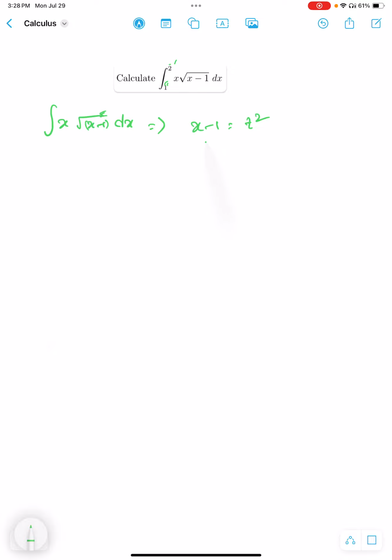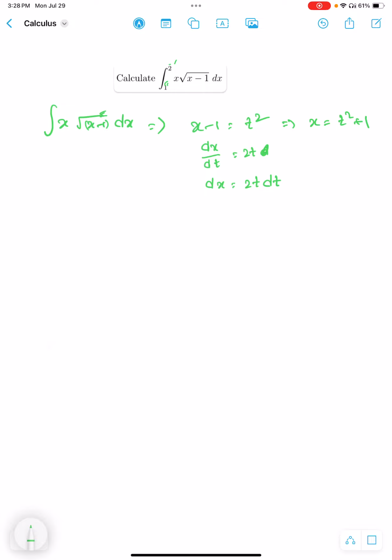So I can differentiate on both sides with respect to t, which gives dx over dt equals 2t, and I can write it as dx equals 2t dt. If x minus 1 is t square, what's x? That's t square plus 1.